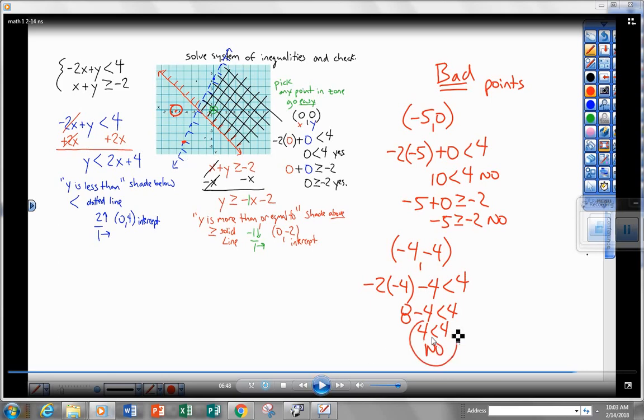If that was less than or equal to, that would have been good. And I would have drawn a solid line showing I could pick points on that line. But inequality, that's plain dotted line. You can't pick points on that. It will not satisfy either of the inequalities. So I'm going to stop right there.